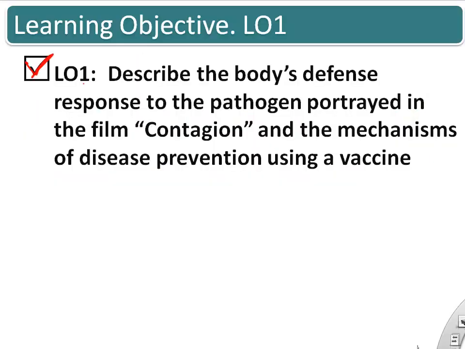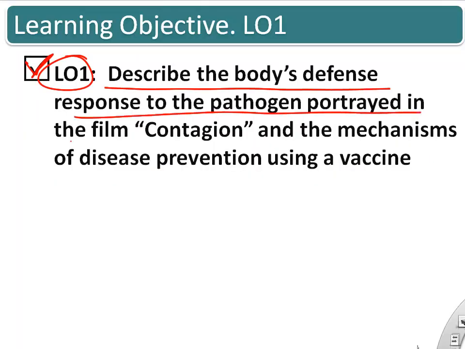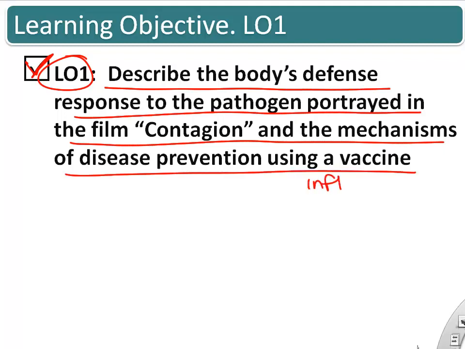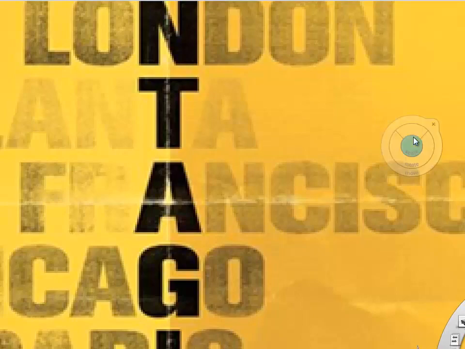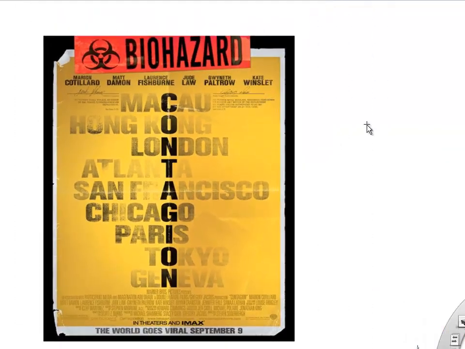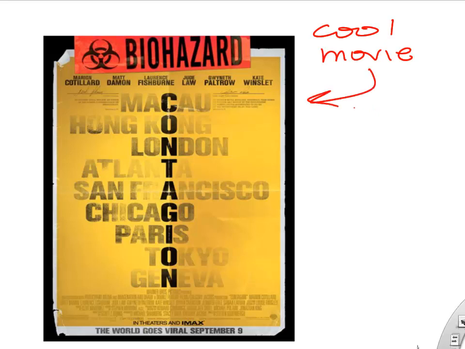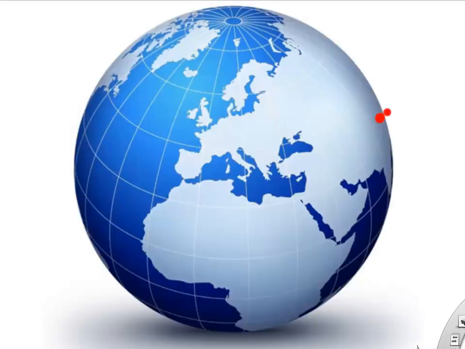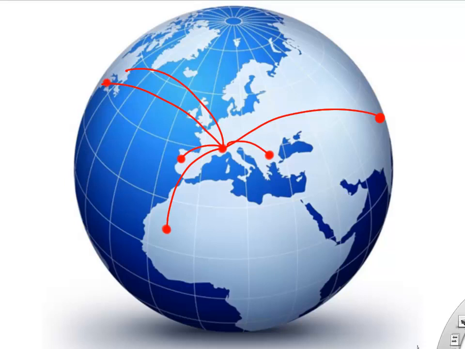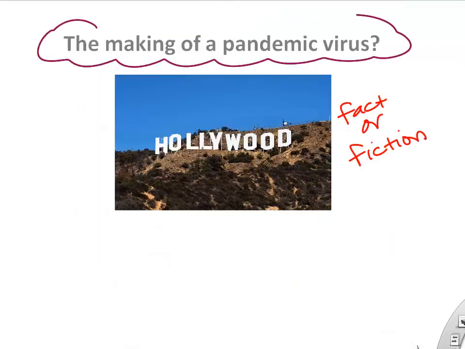So the first learning objective is describe the body's response to the pathogen in this movie Contagion, and also talk a little bit about how vaccination can protect us from viruses. So this movie was kind of cool because it took a very realistic look at the spread of a pandemic virus. So this pandemic virus spread throughout the world, started in Asia, and then due to air travel and different visitors, it spread around Asia, Europe, the United States, and pretty much the world.